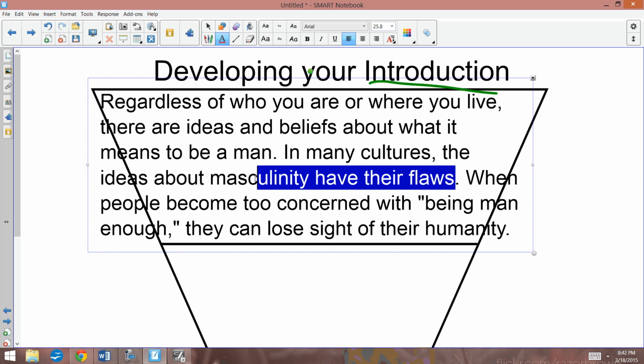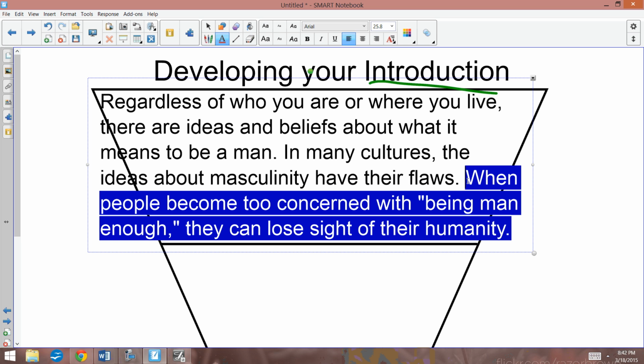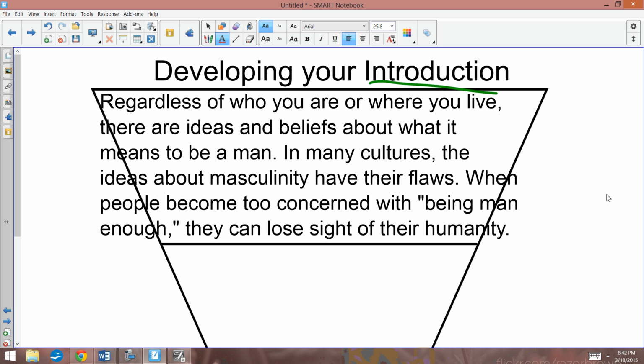So masculinity has its flaws, right? Or our ideas of masculinity have flaws. And I actually already started narrowing down my topic, which is really my next step. So even if you just have 1 or 2 sentences, that's all you need for this broad opening statement. Where I start with "when" right here can be part of narrowing down your topic, but it doesn't have to be.